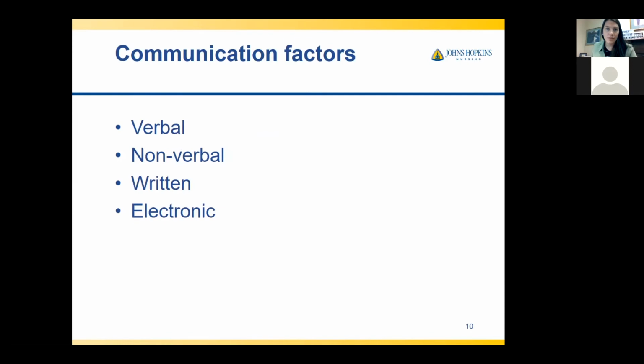Communication factors seem pretty straightforward. Yes, and often, unfortunately, communication factors do contribute to many errors or problems in healthcare. In this case, the electronic medication order could be something to consider, but yeah, we do see communication factors a lot and communication breakdowns.